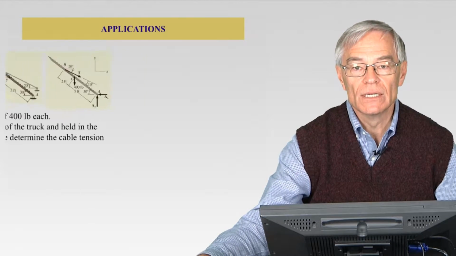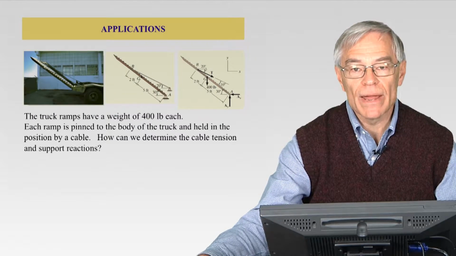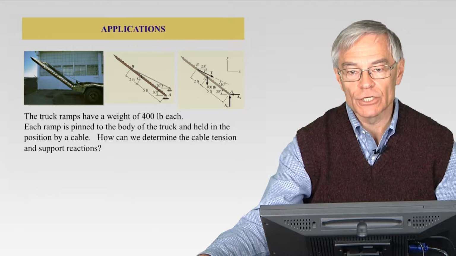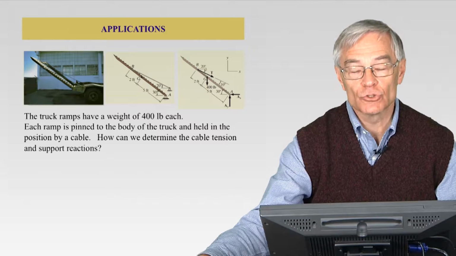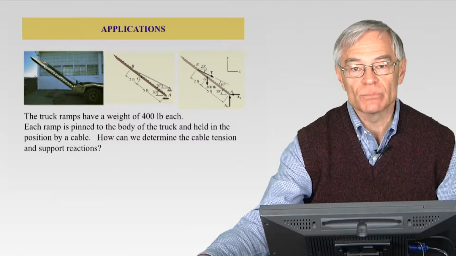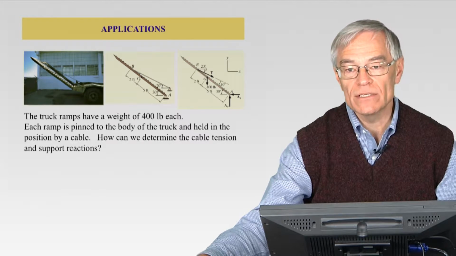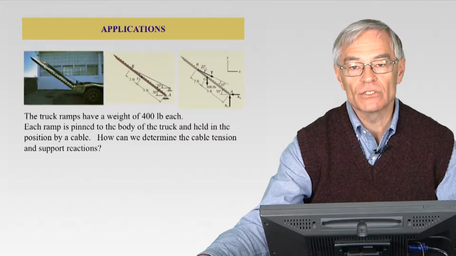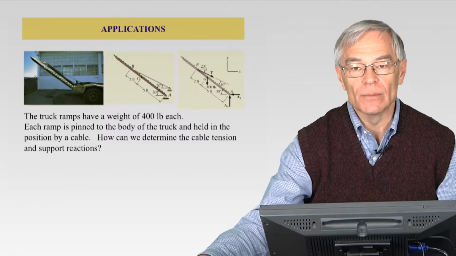All right, so now some applications of this idea of supports and free body diagrams. So this truck ramp that you can see in the picture here, again, it's kind of like on a tow truck or a ramp truck, has some cables attached to it, has a weight, in this case 400 pounds, and each ramp is pinned to the body, so it's two split ramps if you want to think about it that way. We can only see one in this picture, and held in position by that cable.